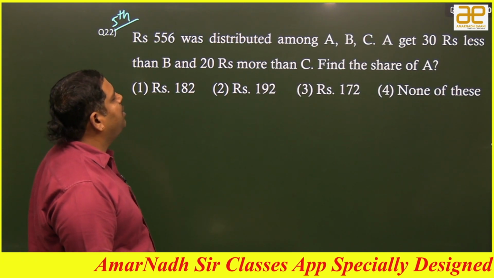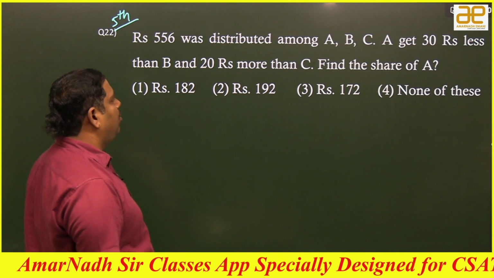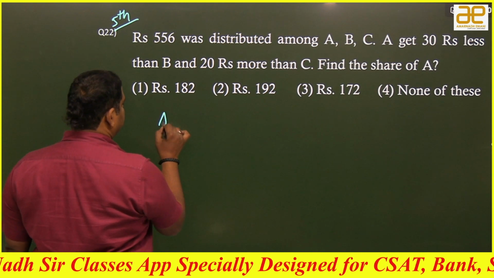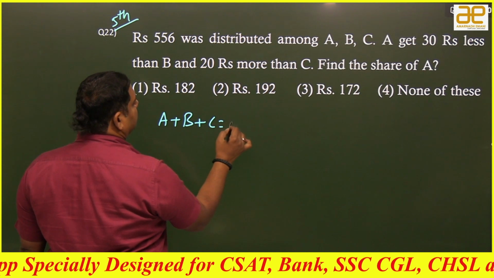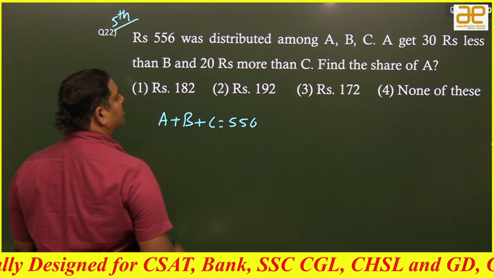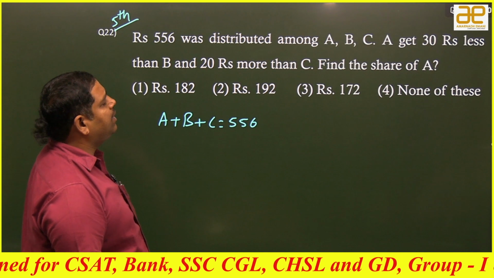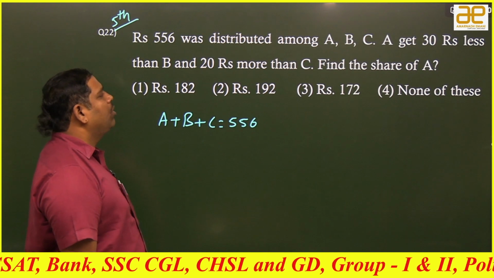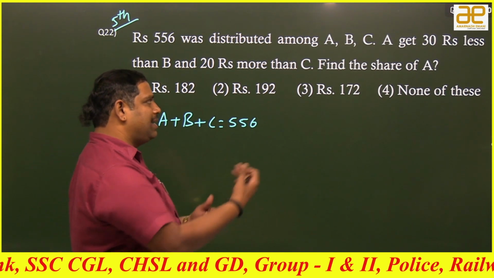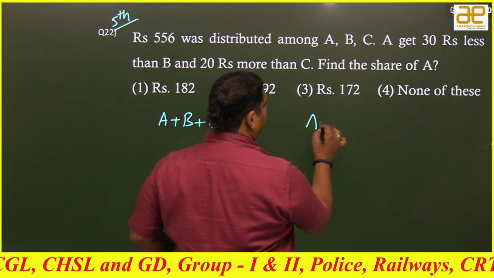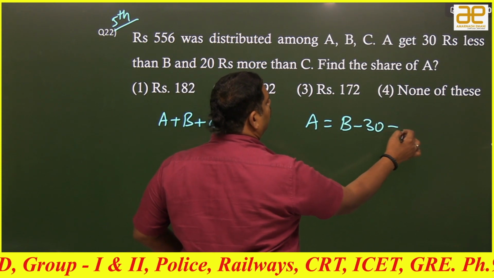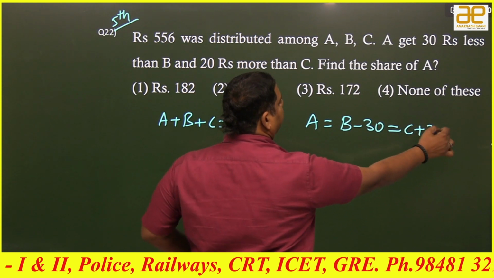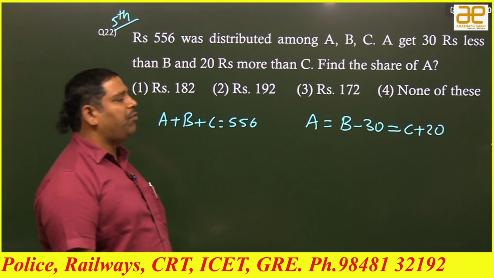556 rupees was distributed among A, B, C. Means all 3 members together distributed 556 rupees. A gets 30 less than B and 20 more than C. A gets 30 less than B means A is equal to B minus 30, and 20 more than C means C plus 20. This is the statement he made. Find the share of A.